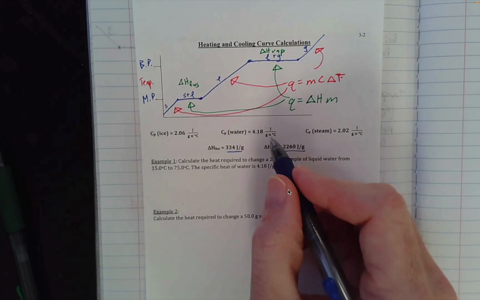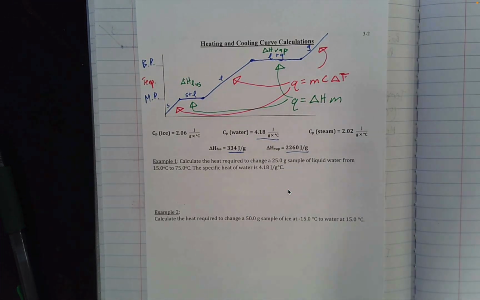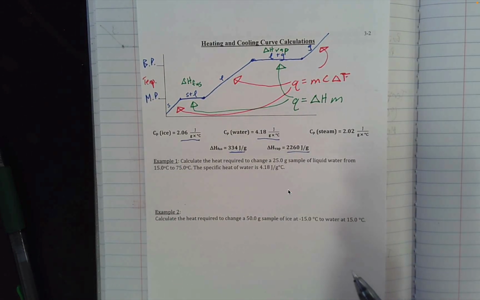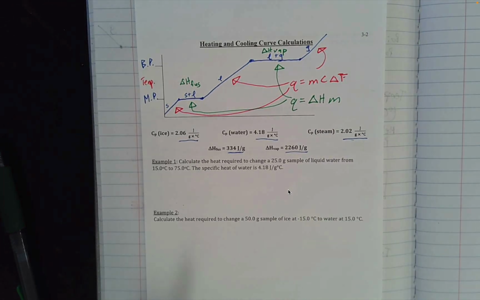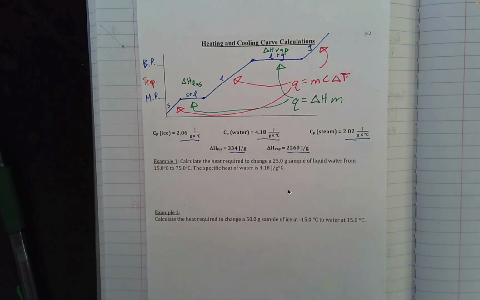Now, we already have learned that the specific heat of water is 4.18, but did you know that ice has a different specific heat, right? That's 2.06. And steam also has a different specific heat, which is 2.02, right? So we will need all 3 of those in just a second.